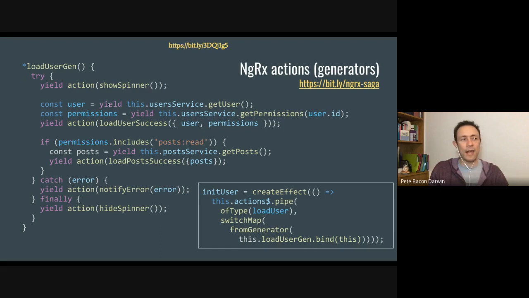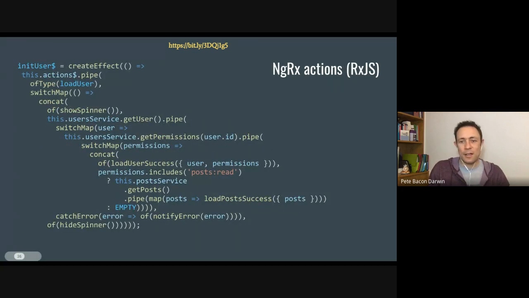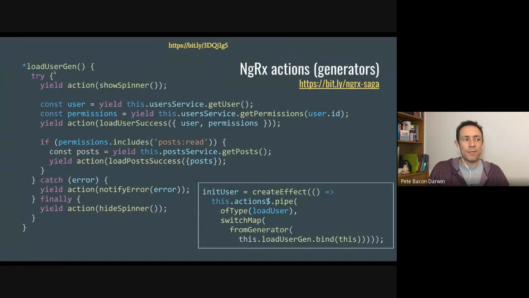And at any point, if any of this has an error in it, then we catch that error and send a notify error action to the store. Now, for me, this is just so much easier to read than this. But then again, I don't use RxJS really deeply, and probably some of you would say that there's a better way of doing this. But for me, I love the imperative view of this, and how easy it is for anyone to come to this code. Even if they don't understand generators, RxJS or NGRX, they could probably have a good idea of what this is trying to achieve.